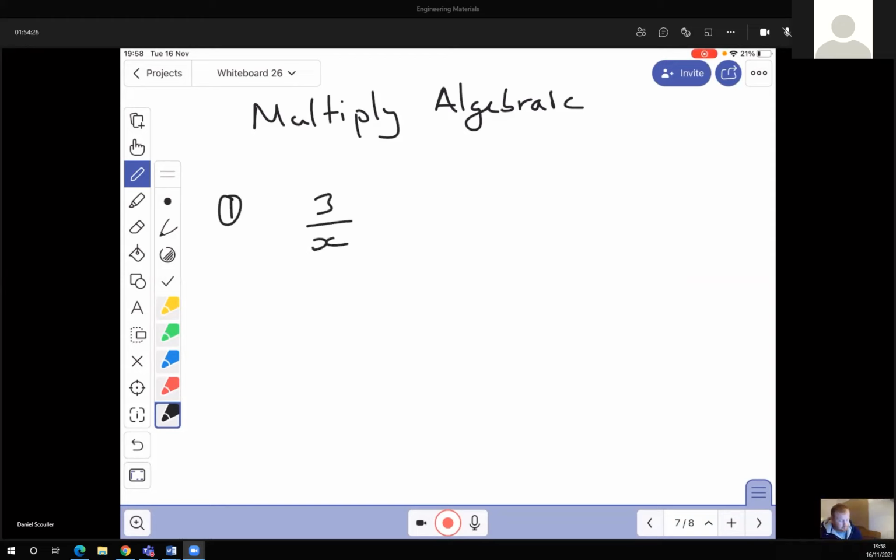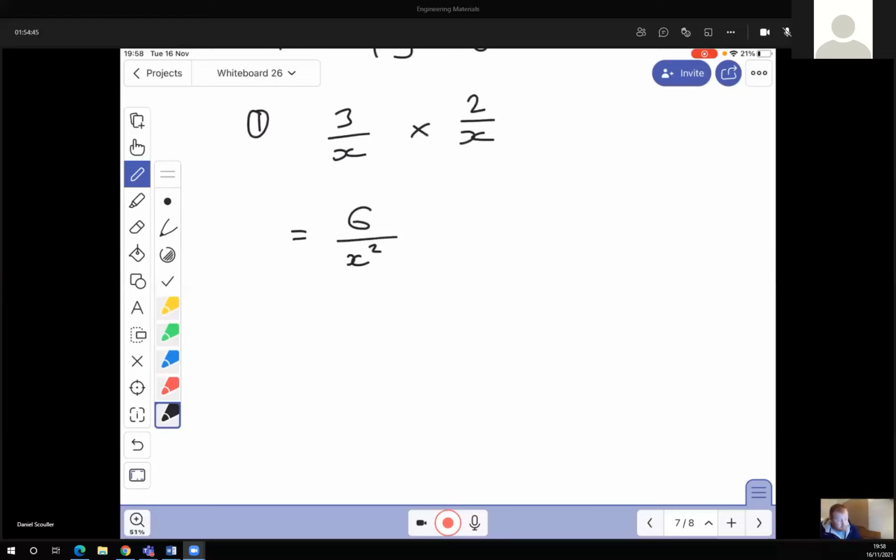multiply 2 over x. Okay, and it's just a case of multiplying the top line and multiplying the bottom line. So it's just 6 times x squared. Now I doubt they'll give you something that easy, so let's give you a few more examples of that.